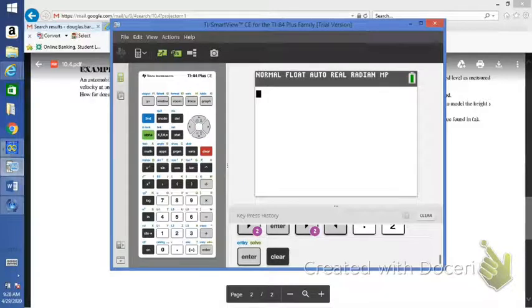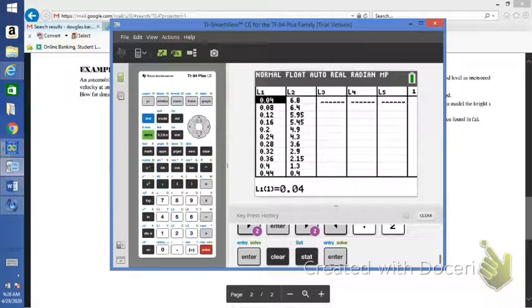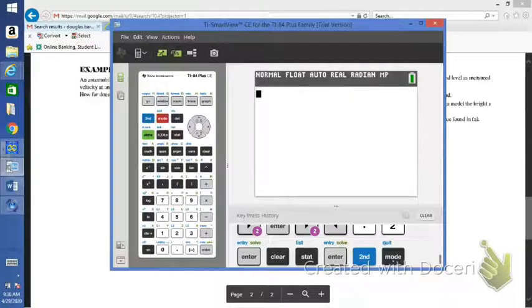You're going to go to Stat, Edit, and you're going to type into your L1 list the time, and then the position in feet, that's going into your L2. All right, so you may have to pause this video, take a moment, and do that. Okay, so once you have that in, you're going to go ahead and hit second and the mode key, and you're going to go to your window.